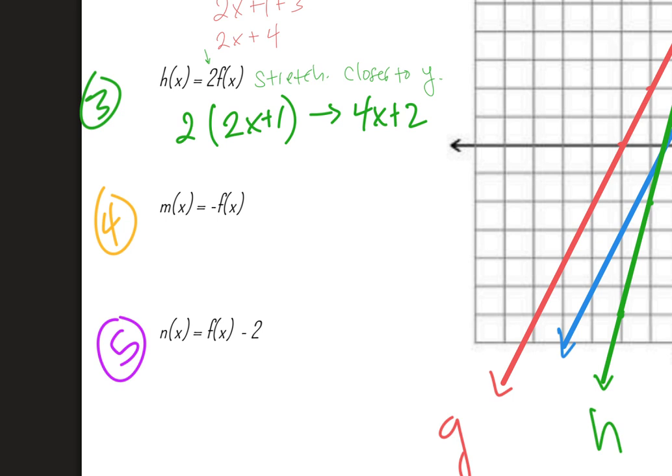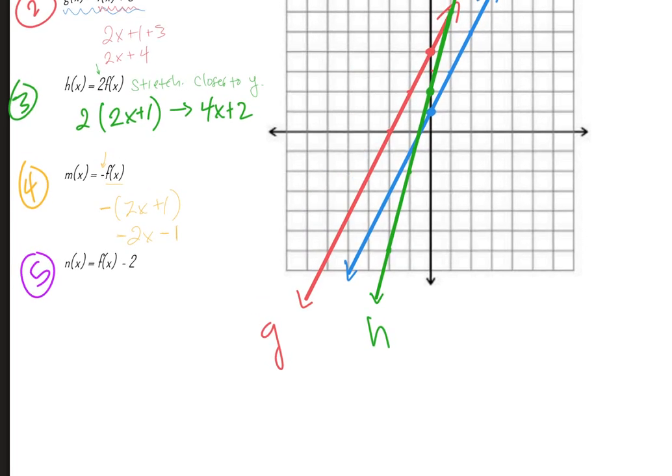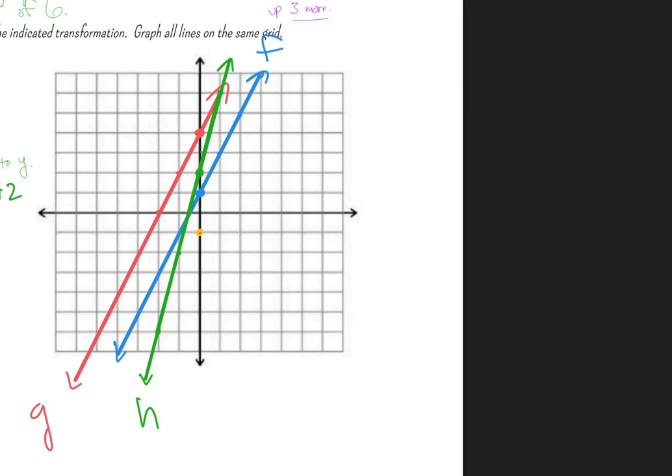If our original f of x is 2x plus 1, and we put a negative out front, then now we have negative 2x minus 1. Okay, so our y-intercept has gone crazy. It's now down here at negative 1. Our slope is negative 2. We're going to go down 2 over 1, down 2 over 1, just like that. Okay, let's get our graph going, just like that.